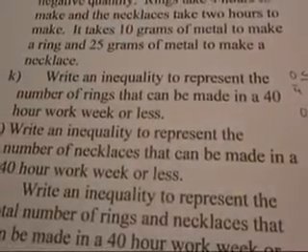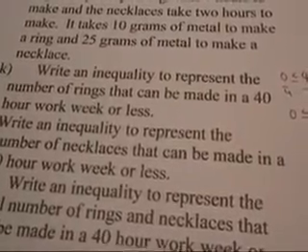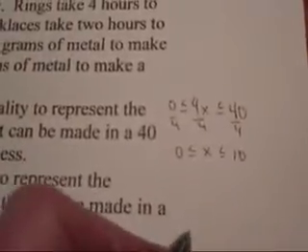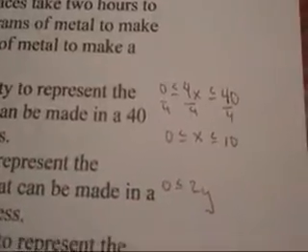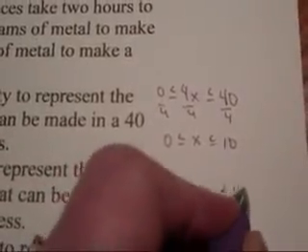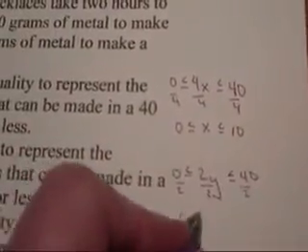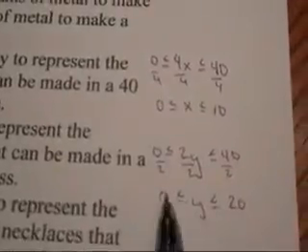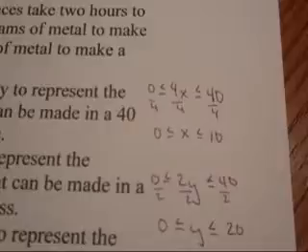Next, we need to make the inequality to represent the number of necklaces we could do in a 40-hour work week or less. Necklaces, again, take 2 hours to produce. So I can't make a negative number, and because it's 2 hours, it's 2y is less than or equal to 40. We'll divide everything by 2. So 0 is less than or equal to y is less than or equal to 20. So apparently I can make anywhere from 0 to 20 necklaces in a 40-hour work week, if that's all I make.